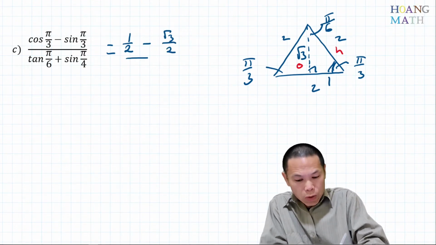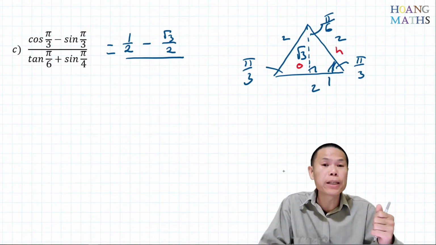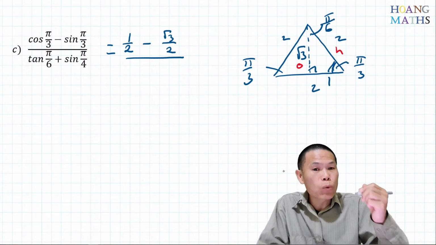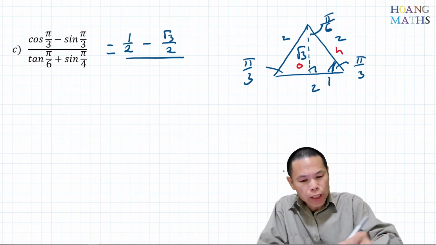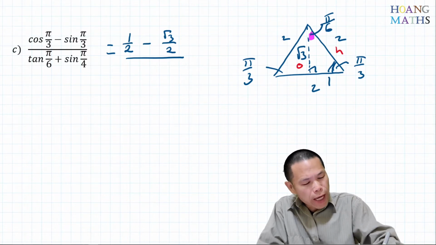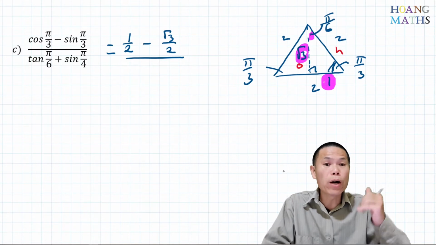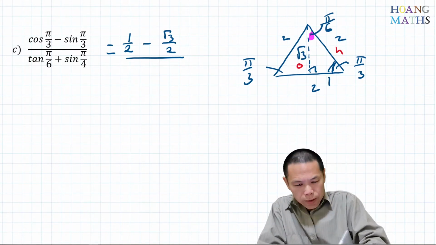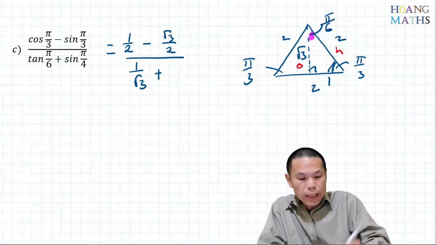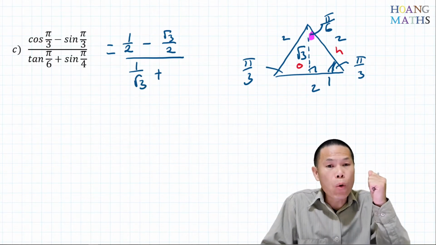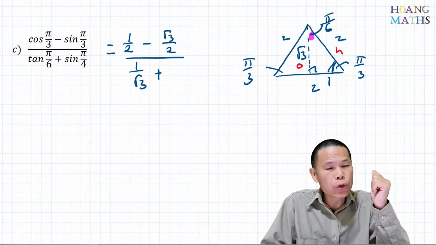Now tan of pi over 6. So tan of pi over 6 is 1 over root 3. Otherwise, you can just look at the triangle. Tan is opposite over adjacent. There you go. So 1 over root 3. So 1 over square root of 3. And then we plus sine of pi over 4. So sine of pi over 4 is equal to 1 over root 2.